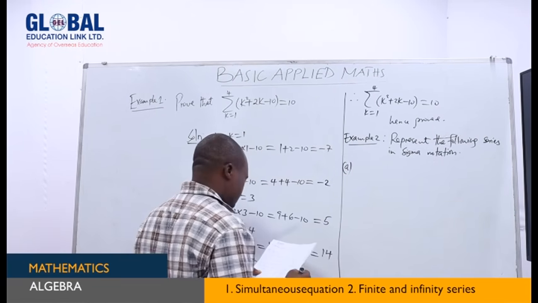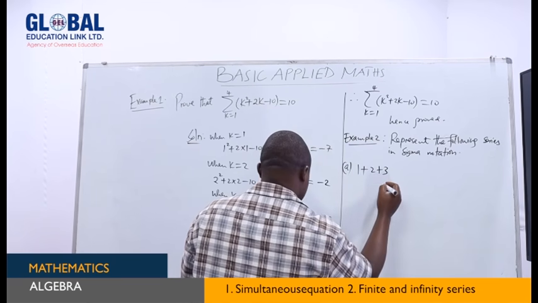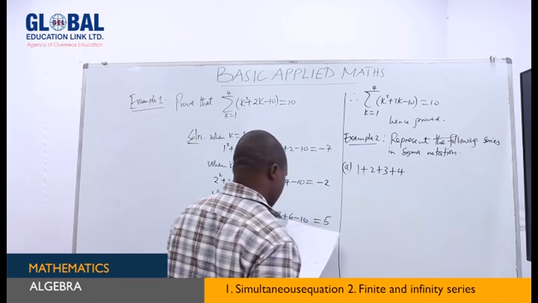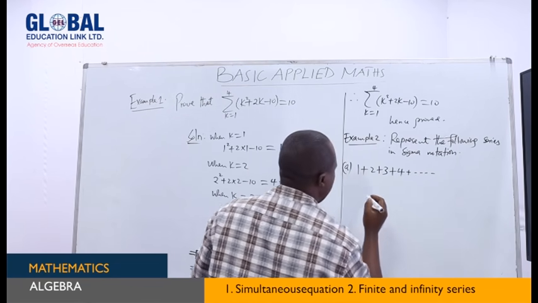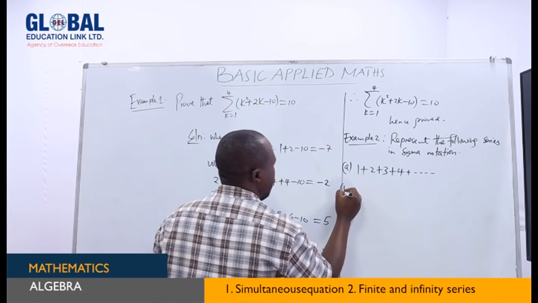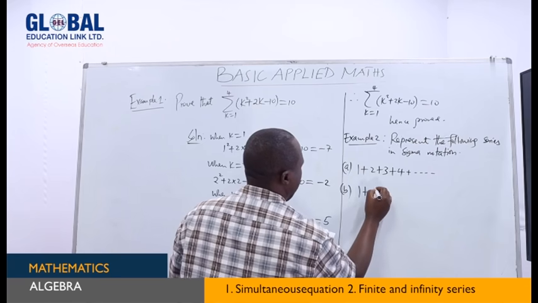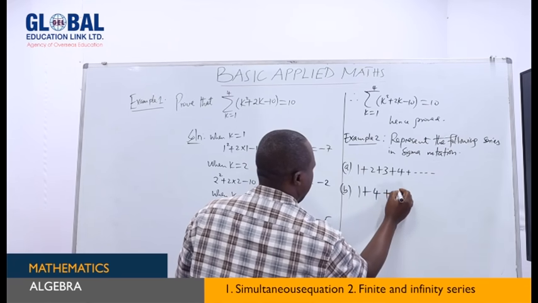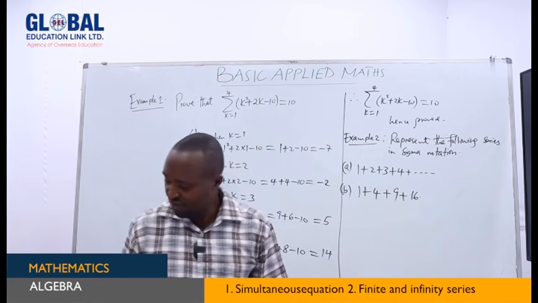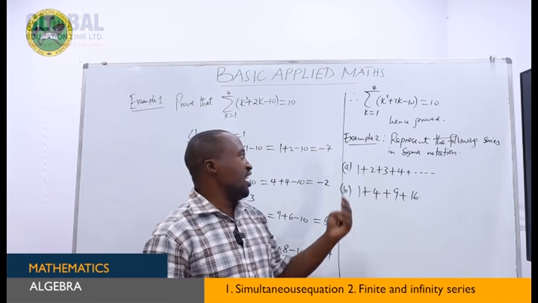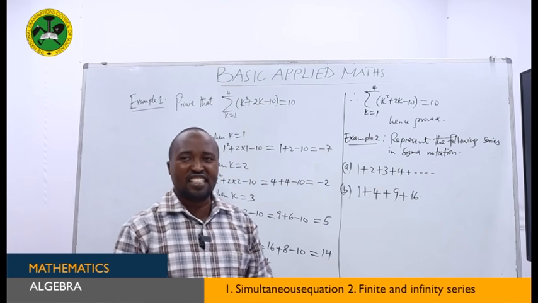That is, we have A, of course, 1 plus 2 plus 3 plus 4, and of course this one proceeds to infinity. And of course, we have B: 1 plus 4 plus 9 plus 16. Now, my dear student, let us see how we can use the sigma notation to represent the given series.